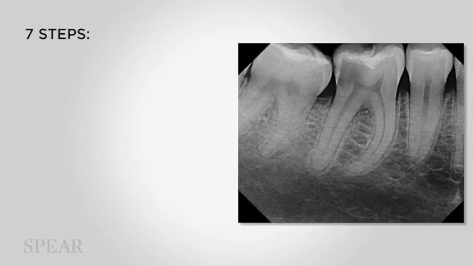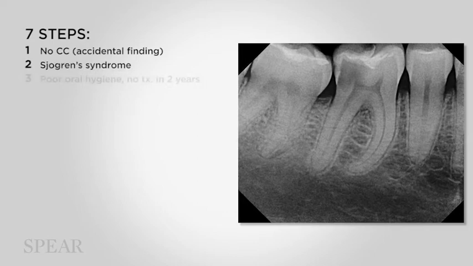So let's take a look at another case here. This patient had no chief complaint. It was basically an accidental finding on the radiograph, the lesion that you can see here on the distal area. The patient has a history of Sjogren syndrome and has poor oral hygiene, has basically had no treatment and not seen the dentist in a couple of years.